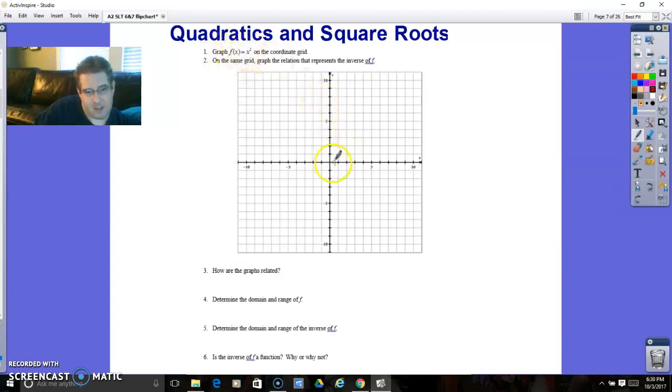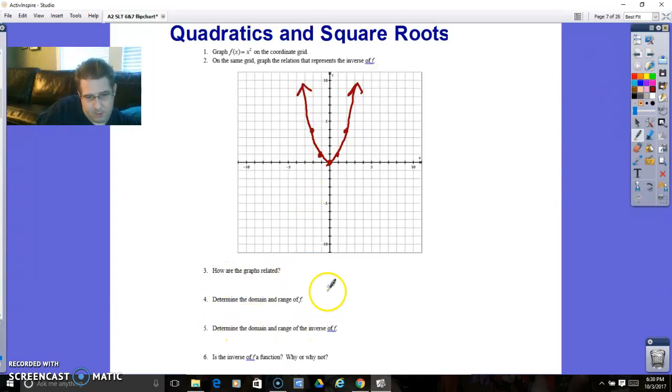Graph f of x if it's x squared. So that means if x was 0, y would be 0. 0 squared is 0. 1 squared is 1. 2 squared is 4. Now, same thing goes for the negatives. Negative 1 times itself is also 1. Negative 2 times itself is also 4. So this is the parent function of a quadratic.